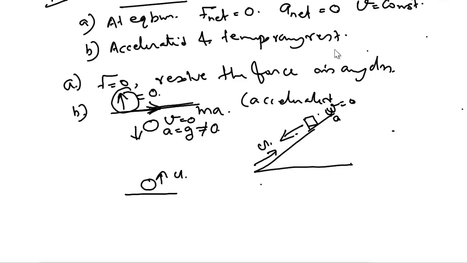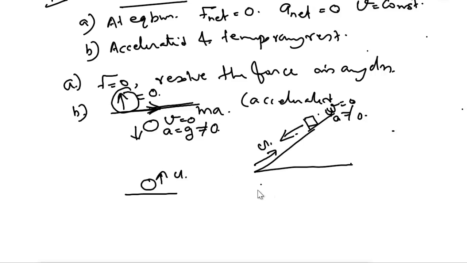If the object is temporarily at rest, the velocity of the body will become equal to 0 and acceleration is not equal to 0. Okay, so the direction of acceleration in this case is in the direction in which the body is supposed to move just after a few seconds. So when velocity is equal to 0, the acceleration is acting in the direction in which the object will be moving after a few seconds.